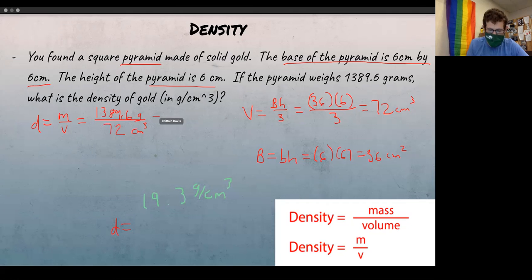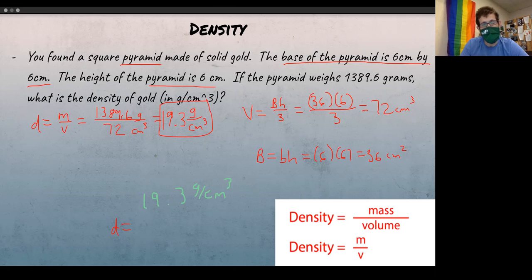72 cubic centimeters. At this point, we've done all the hard prep work, and we can just plug this in. 1,389 grams divided by 72 is indeed 19.3. Because the grams and the centimeters cubed don't cancel each other out, we end up with the unit grams per centimeter cubed. And if you look that up, that is actually the density of gold.